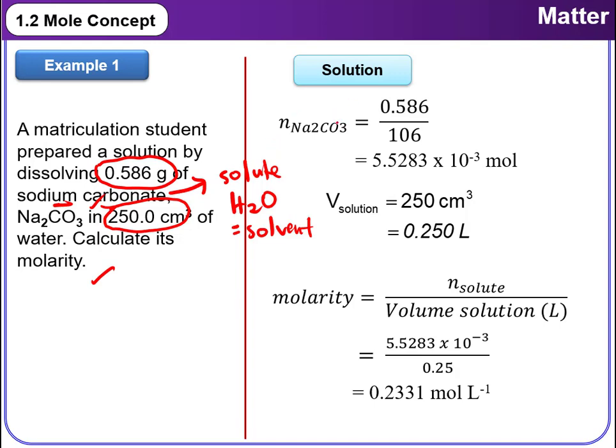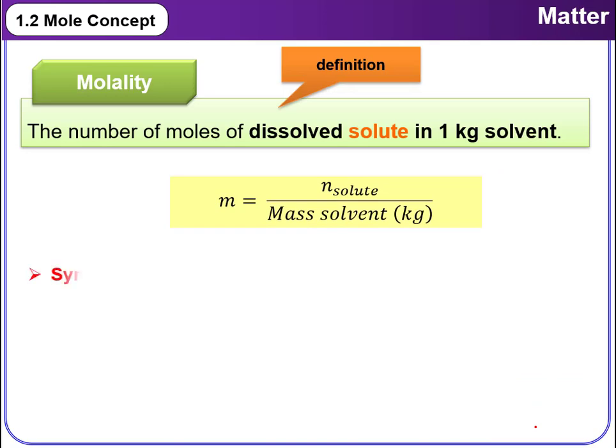So what to do? The first step is of course to find the mole first. Then convert the volume of solution given to liters. Then only you can insert it in the formula. Then you have the answer, which is 0.2331 mole per liter, or mole per dm cube, or M.